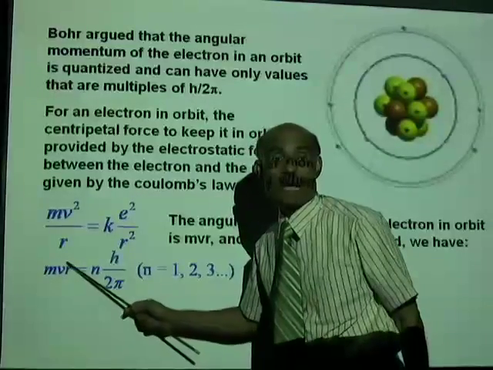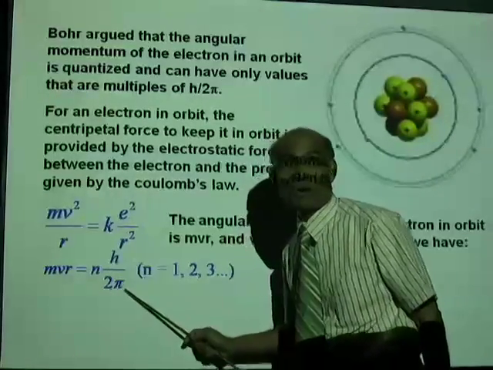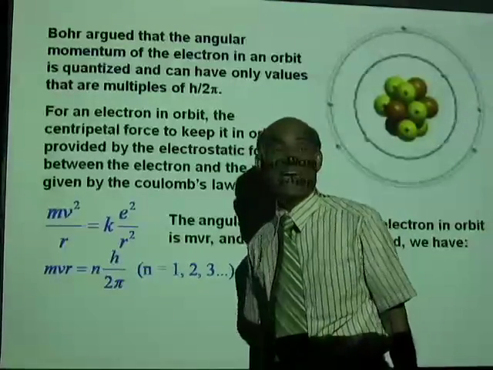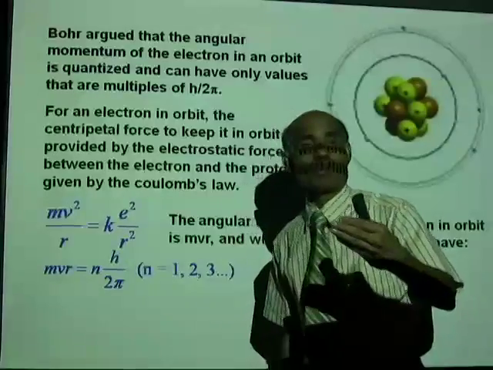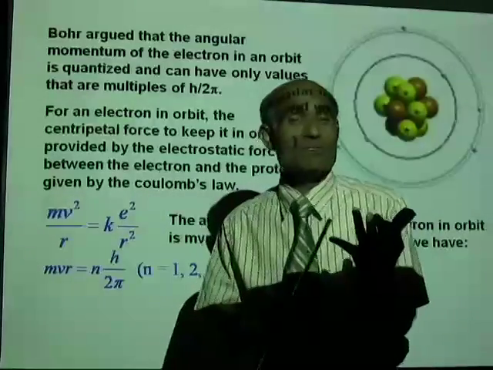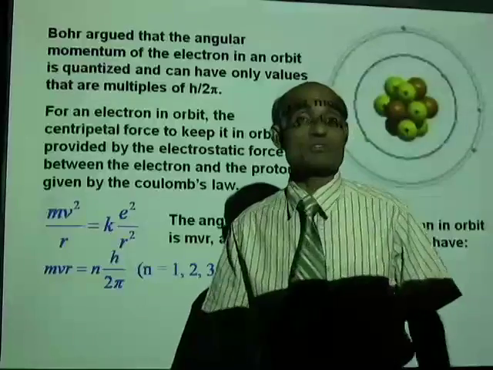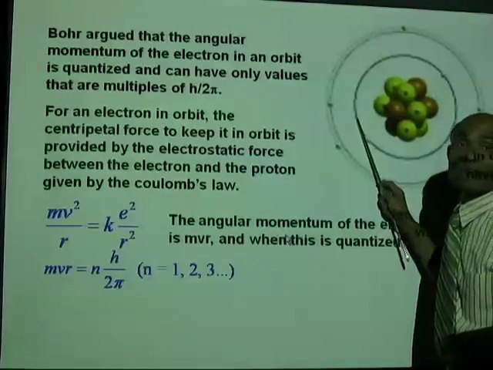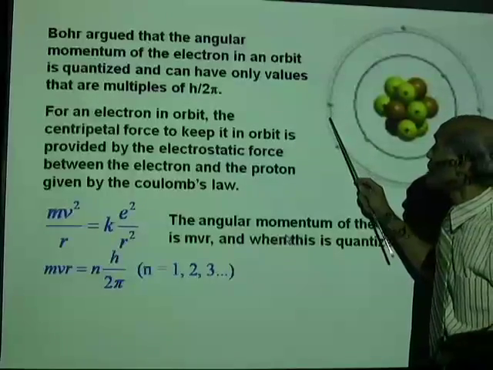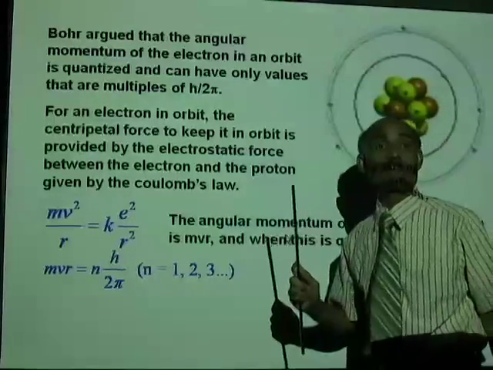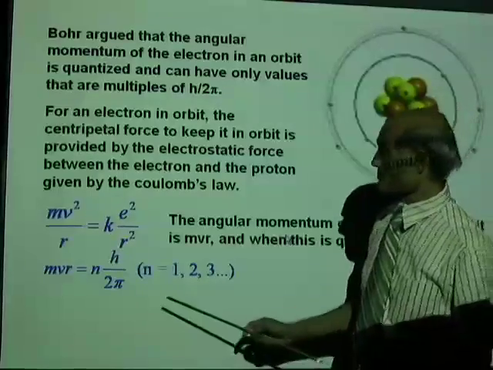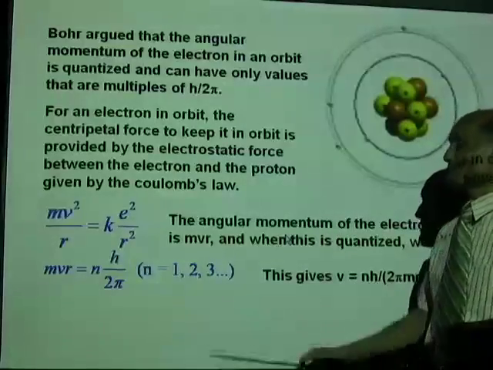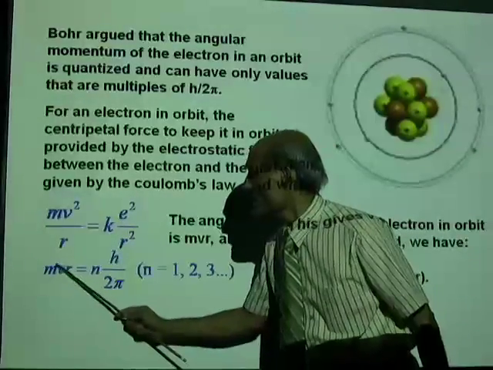The angular momentum has to be some multiple of h over 2 pi, and we have now used n as a multiple, where n can have the value 1, 2, 3, 4, and so on. That means if an electron is in the first orbit, n will have a value 1. The electron is in the second orbit, n will have a value 2, and so on. Now, we can actually solve for v from that equation. Can you solve for v from there?